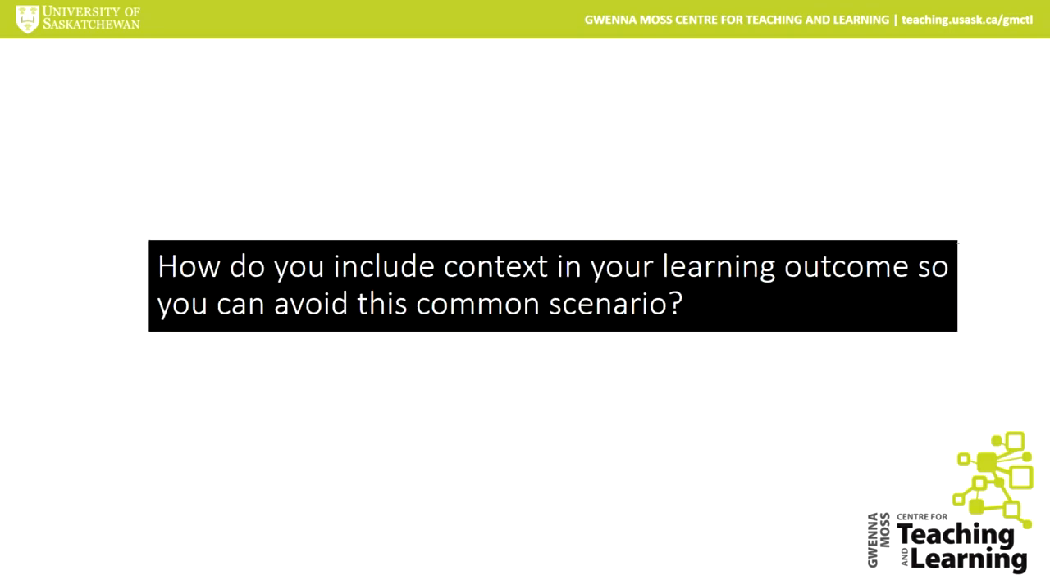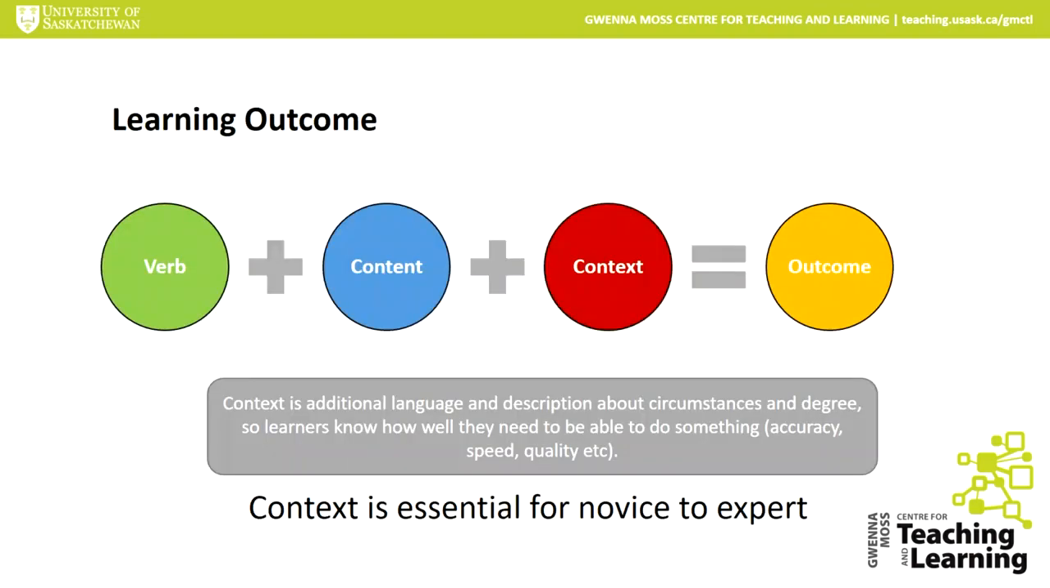So how do you include context in your learning outcomes so you can avoid this common scenario? A successful learning outcome requires three different elements: a verb, which we already talked about, the action verb; content, which is the content in your course; and context. Context is additional language and description about circumstances and degree, so learners know how well they need to be able to do something. These might be statements or descriptions of accuracy, speed, quality, etc. And having context is essential for moving from novice to expert.